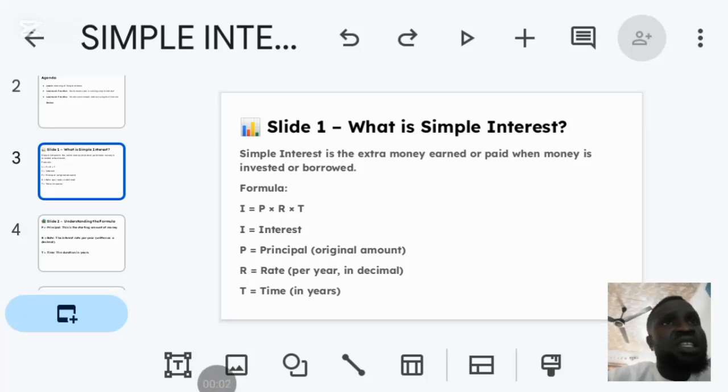Simple interest is based on just three things: the amount of money, the interest rate, and the time. We use this formula: interest equals principal times rate times time. That is, I equals P times R times T. Say it with me: I equals P times R times T.